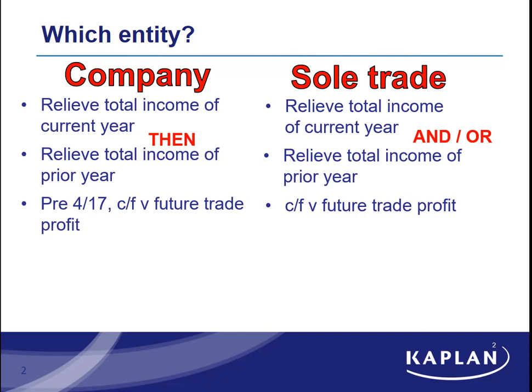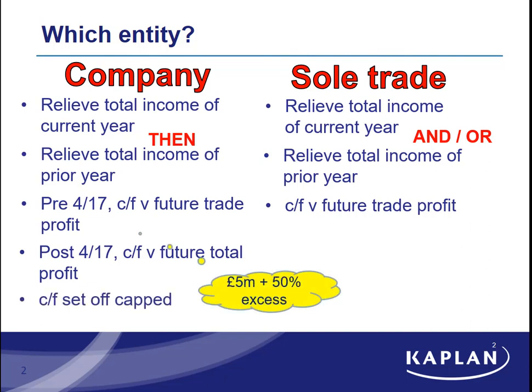Now, for losses arising before April 17, the rule for a company was exactly the same. However, for losses arising after April 17, you can carry forward to set against future total profits. And for the carry forward of post-April 17 losses, the set-off can be restricted if you want. For companies only, for all losses carried forward, both pre and post-April 17, there is a capping on the amount that can be set off against profits, and the cap is £5 million plus 50% of the excess of the profits you're relieving over £5 million.